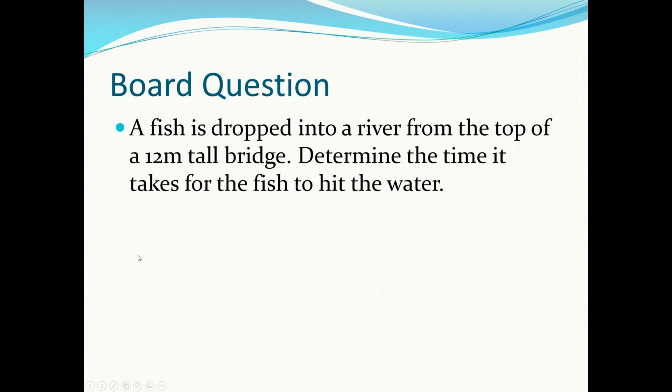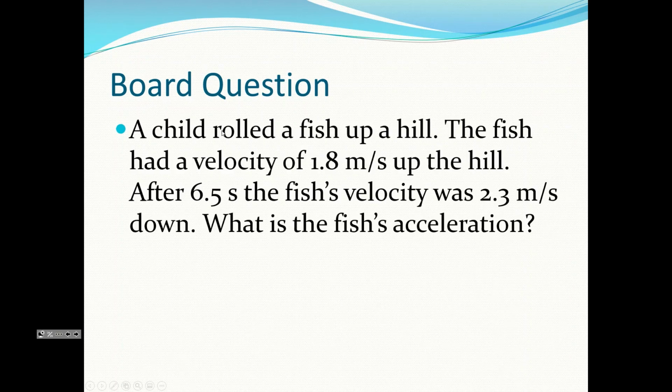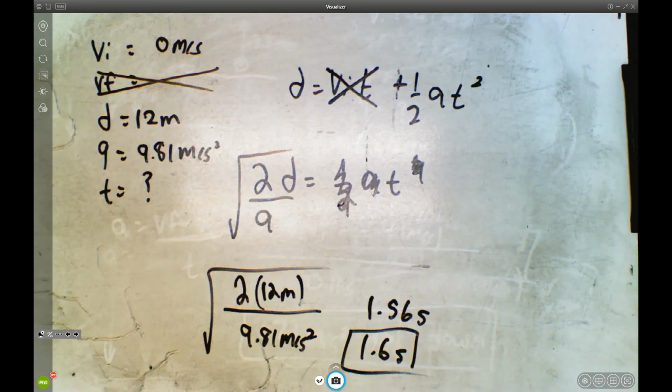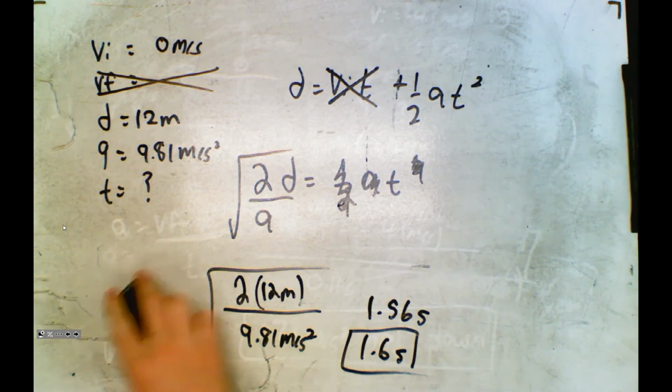So this is our last board question, so let's give this one a go. A child rolled a fish up a hill. The fish had a velocity of 1.8 meters per second up the hill. After 6.5 seconds, the fish's velocity was 2.3 meters per second down. What's the fish's acceleration? So let's draw a little picture of what's going on here, just to better sort this out, and make sure you pause the video and try it on your own.